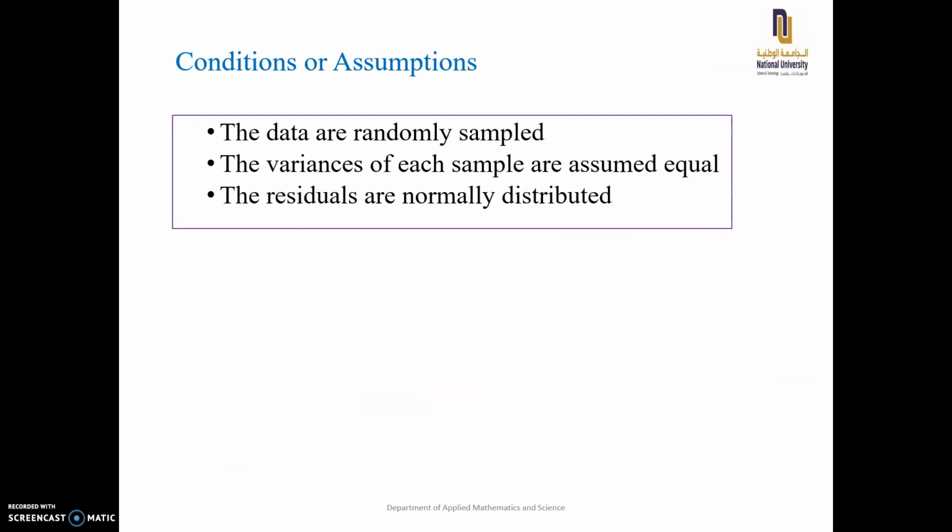What are the conditions in order to use analysis of variance? You must ensure that the samples are randomly selected, and you have to assume or test that the variances are equal, and the residual or the error term between the data are normally distributed. Okay, usually in your problem it's already given that these assumptions are valid.